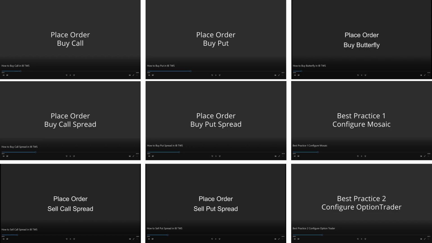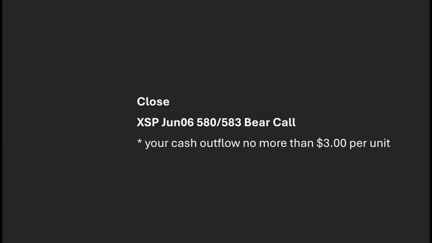Close a sell call spread position on the Interactive Brokers trading platform. Before starting this video, you should already be familiar with the structure of our trading instructions, the Interactive Brokers Option Trader interface, how to enter the underlying asset symbol, and select the option's expiration date and strike price. You should also already be familiar with the characteristics and order placement processes of the various option strategies introduced in the videos shown on the screen, as well as how to configure the Mosaic platform and the Option Trader platform of Interactive Brokers. Let's get started.